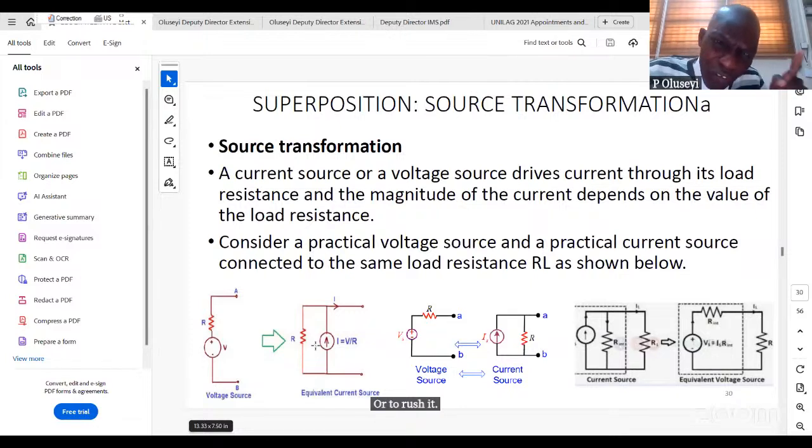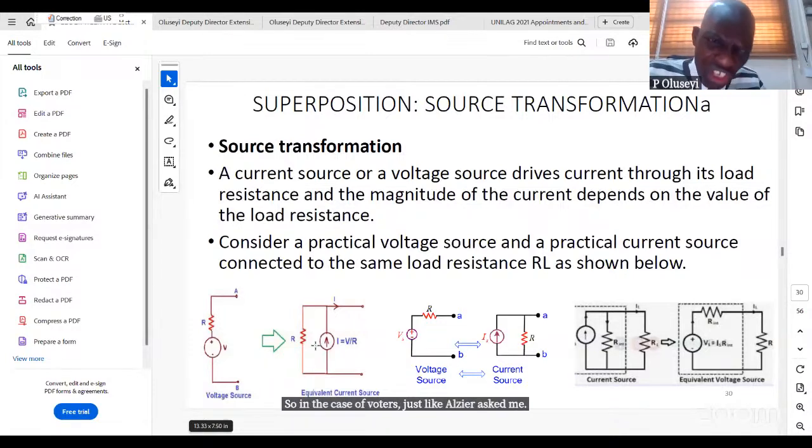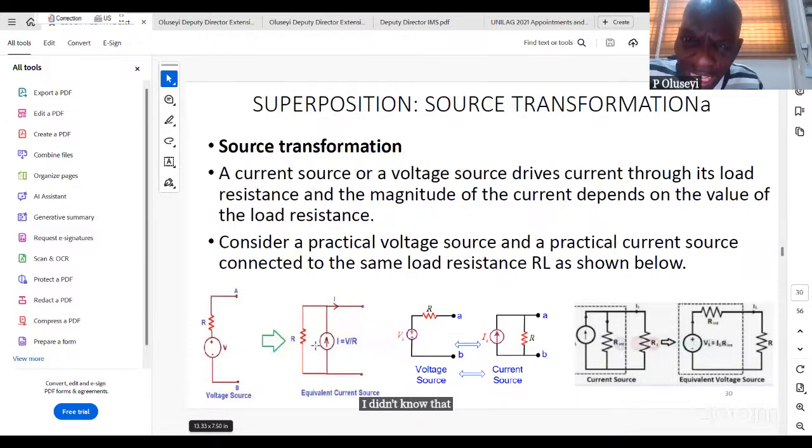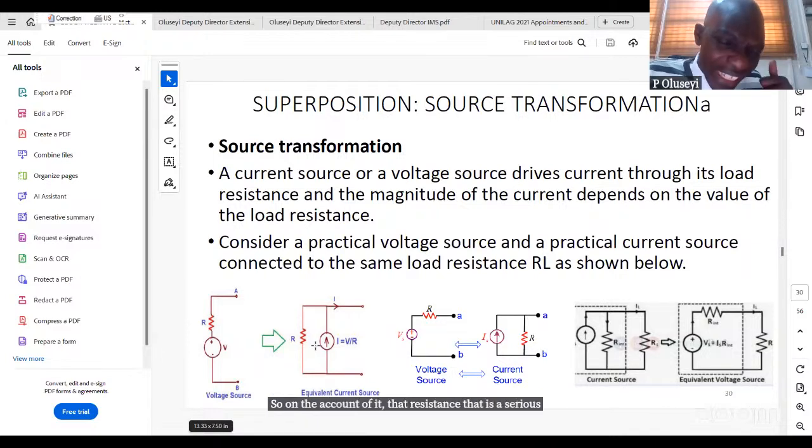That's why I'm very careful not to rush it. In the case of voltage source, just like Alozie asked me, the resistance that is in series with it, as we were taught in physics in secondary school when you were taught electricity and magnetism, is what we call internal resistance. Some of you would have even worked with it during your practical laboratory for WAEC or NECO exam. So that resistor that is in series with the voltage is called the internal resistance. Please take note.